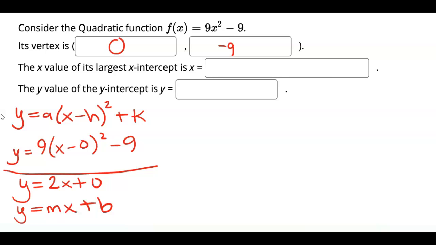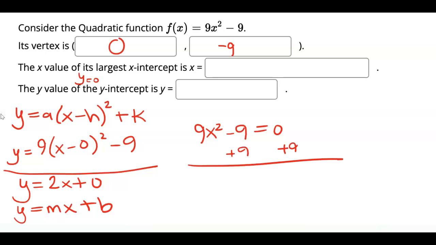Okay, x value of its largest x-intercept. So we need to find the x-intercept. If you remember, the x-intercept is where y equals 0. So we're going to need to solve 9x squared minus 9 set equal to 0. We'll add the 9 on both sides, so we get 9x squared equals 9. Divide by 9 on both sides, so we get x squared equals 1.